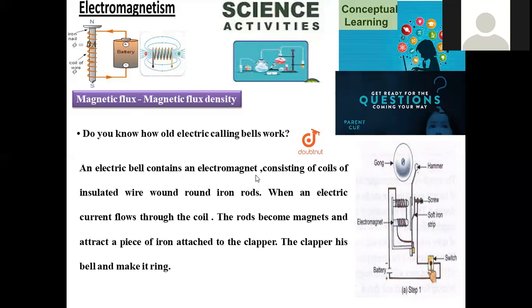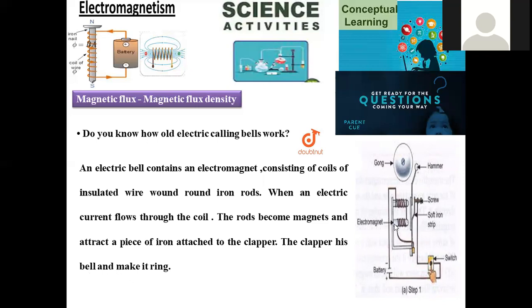An electrical bell contains an electromagnet. Within the electrical bell, it is composed. The main component of this will be the electromagnet. The electromagnet works with electrical and magnetic effects, consisting of coils of insulated wire. Here you can find insulated wires wound around these coils, and the rods become magnets. The rods we are taking will become like magnets and attract the piece of iron attached to the clapper, the clapper of the bell, and make it ring.